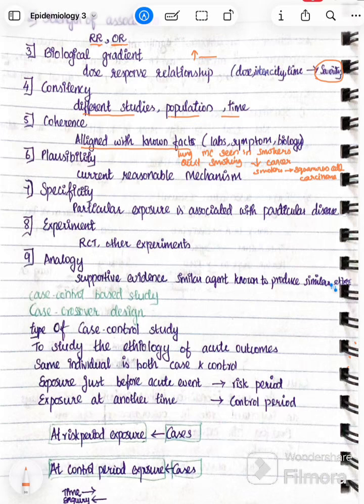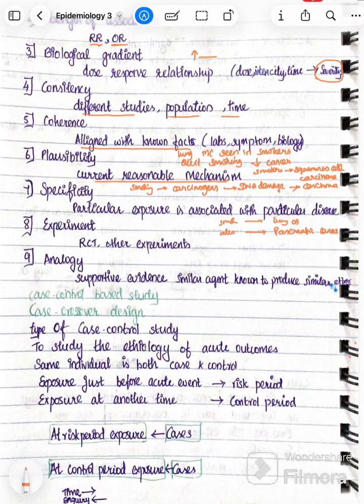Now, plausibility. There should be a reasonable mechanism. For example, smoking causes lung cancer. Smoking releases carcinogens that may damage the DNA, eventually leading to metaplasia, dysplasia, and carcinoma. Now, specificity: a particular exposure is associated with a particular disease. For example, smoking is associated with lung cancer. Alcohol drinking is associated with pancreatic cancer.